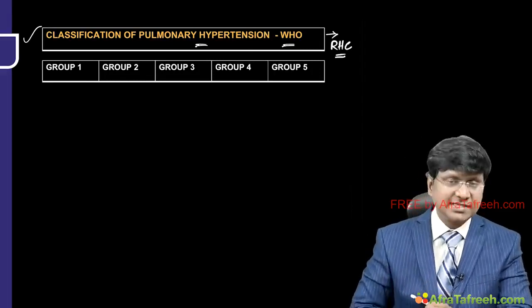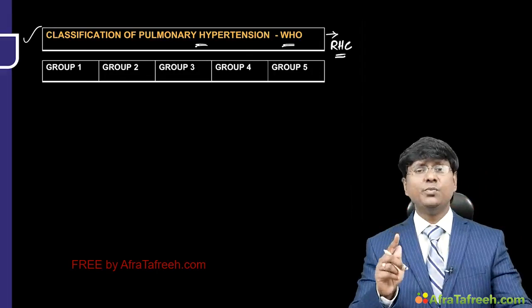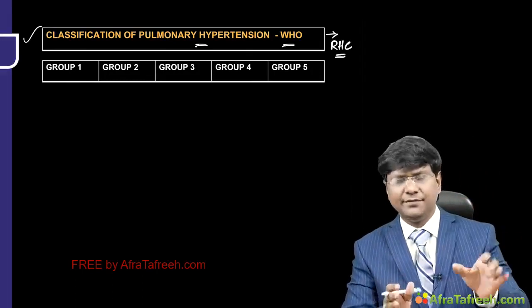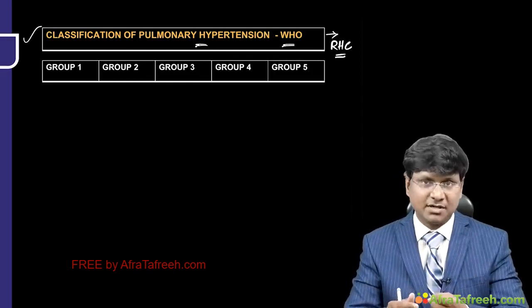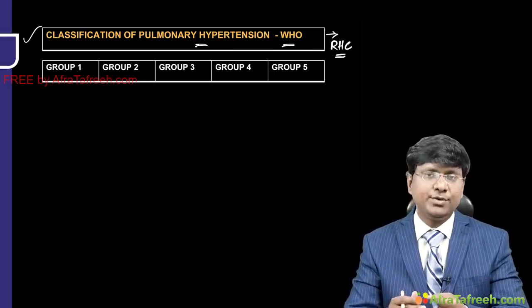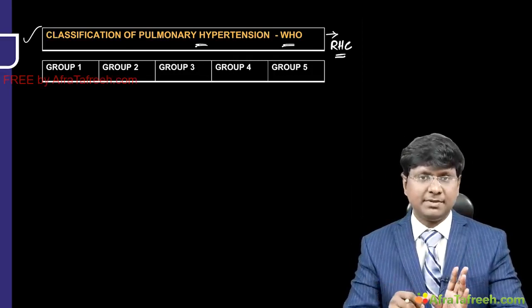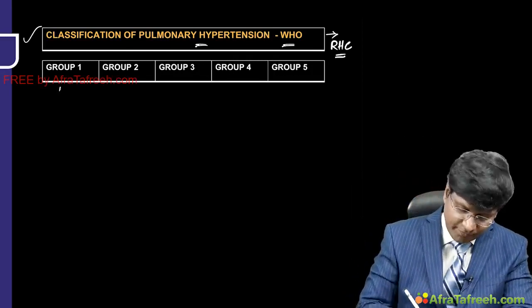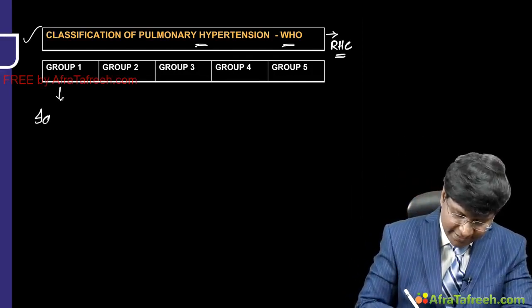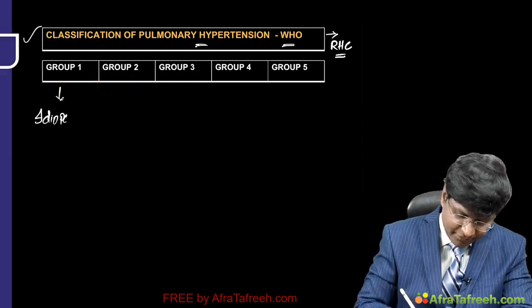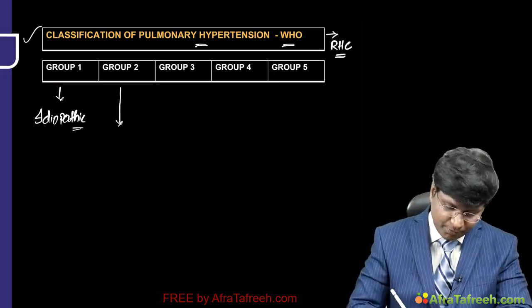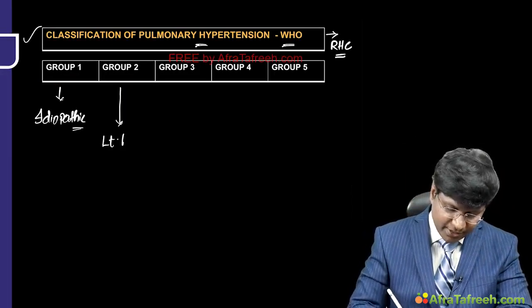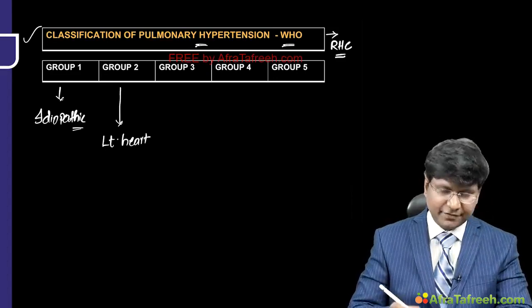But what is this group 1? See, group 1 is idiopathic. We don't know what exactly is the cause. It could be genetic, it could be some drugs, and it could be due to accumulation of abnormal metabolites. So group 1 is considered idiopathic pulmonary arterial hypertension. We don't know what exactly is the cause for the development of pulmonary hypertension. Whereas group 2 will be your left heart pathologies. What will be those left heart pathologies?